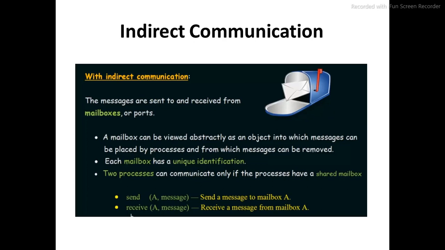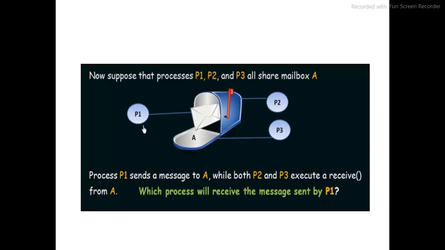So you can see we have a mailbox A over here, and both the sender and receiver will share mailbox A. One can send a message into the mailbox and the other can read the message from the mailbox. Now suppose that processes P1, P2 and P3 all share a mailbox. You can see here we have a mailbox named A, and P1, P2 and P3 are associated with it. They all share the mailbox.